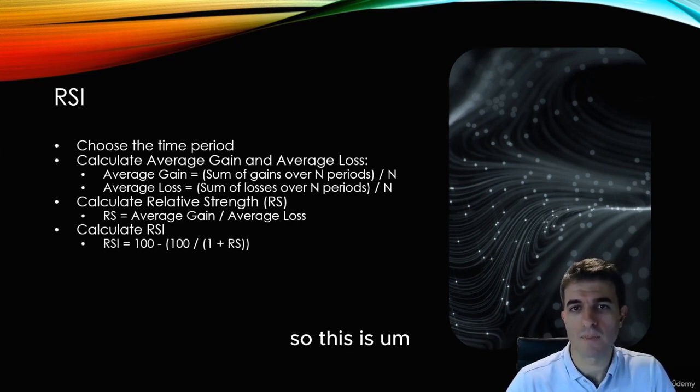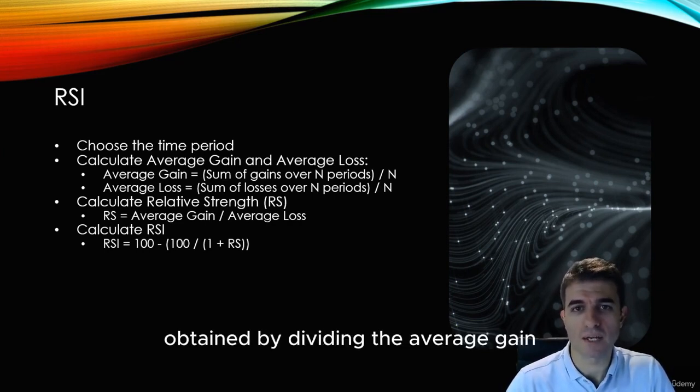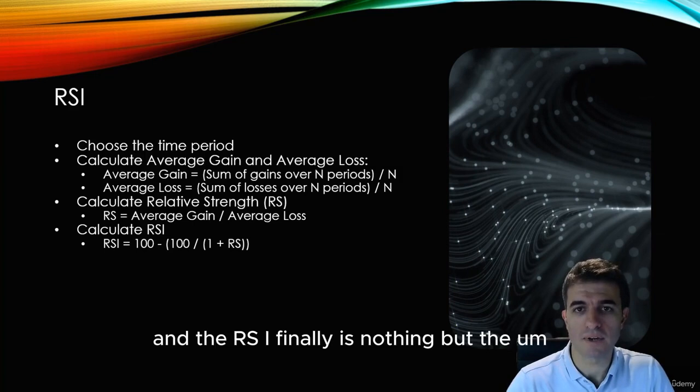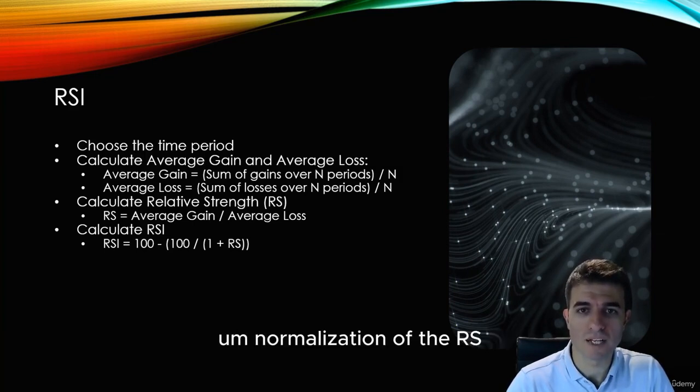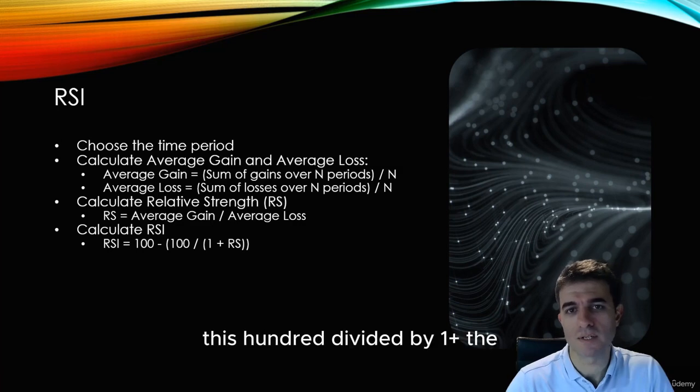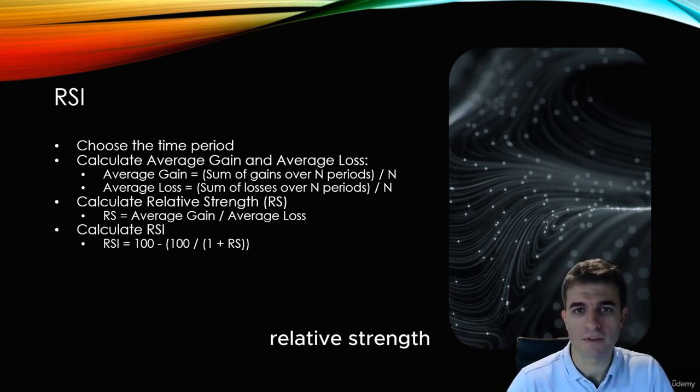Then we calculate the relative strength, the RS. This is obtained by dividing the average gain by the average loss. We just do the ratio of these two. And the RSI finally is nothing but the normalization of the RS. So we're using 100 minus 100 divided by 1 plus the relative strength.